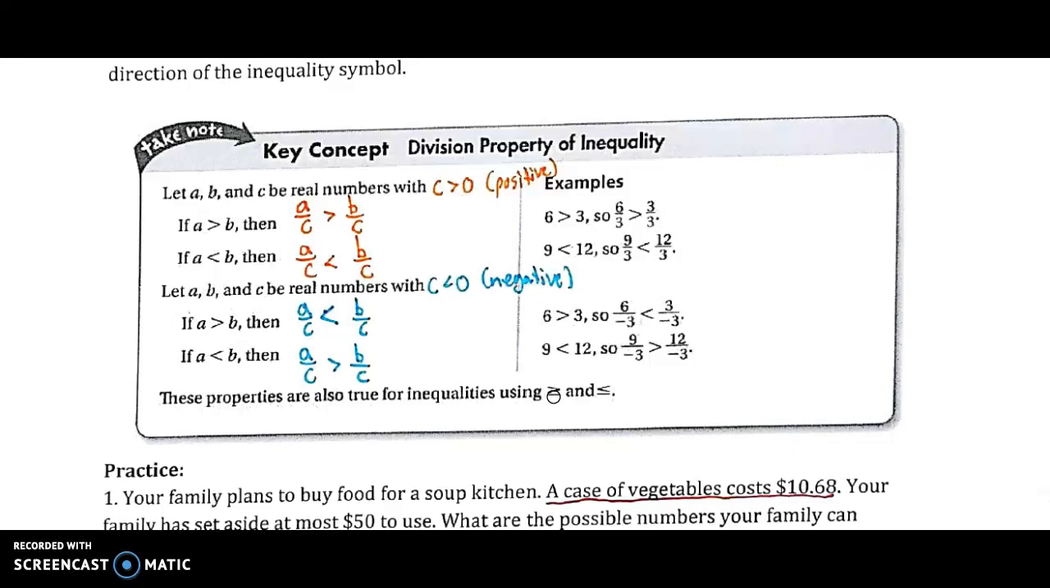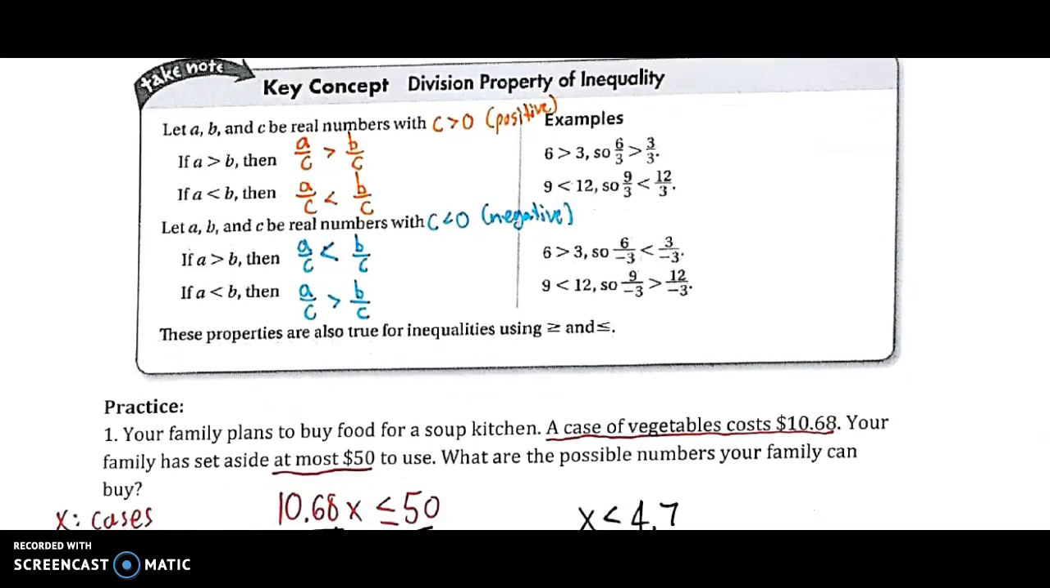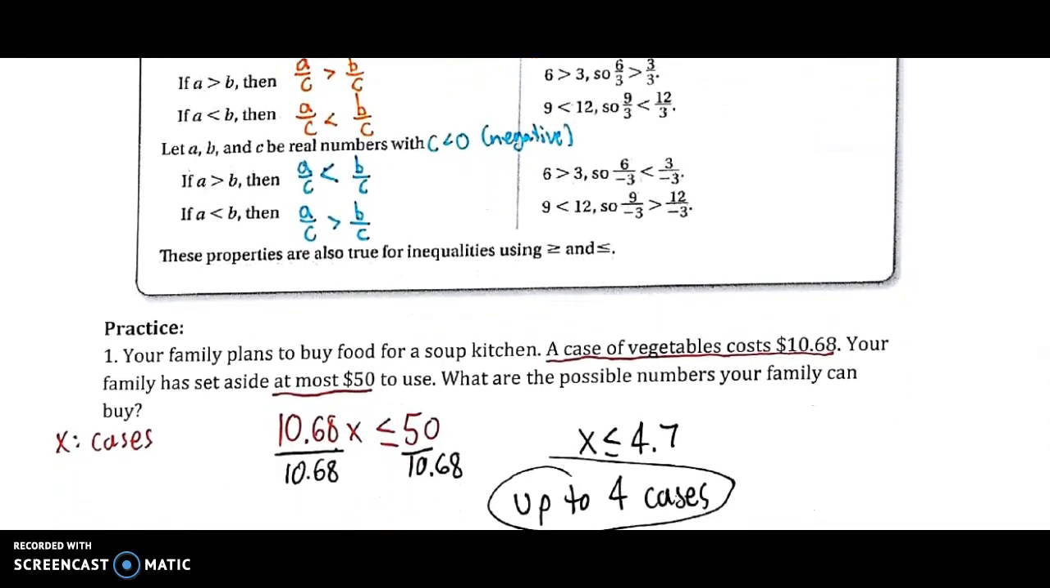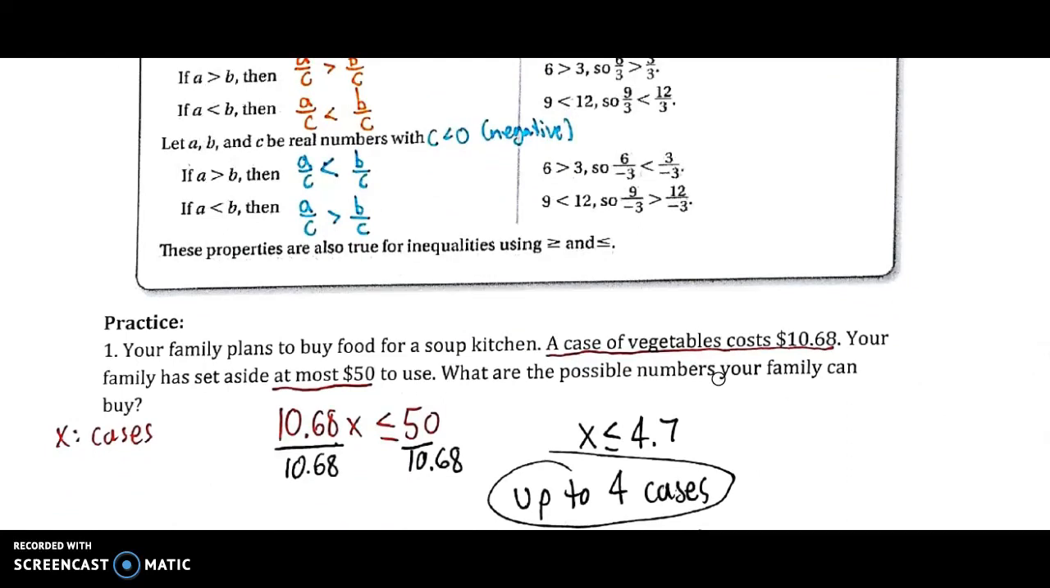And just like before, it doesn't matter if I have equal to or not equal to. Still going to be the same rules in terms of your flipping. And next we're asked to try this with a word problem. So your family plans to buy food for a soup kitchen. A case of vegetables costs $10.68, which is going to end up being important. Your family has set aside at most $50 to use. What are the possible numbers of cases your family can buy?